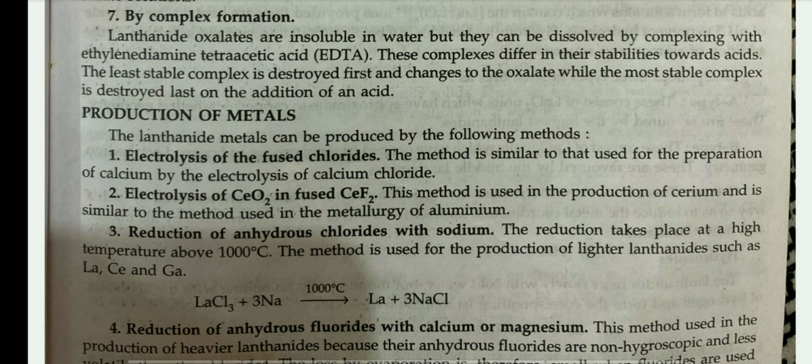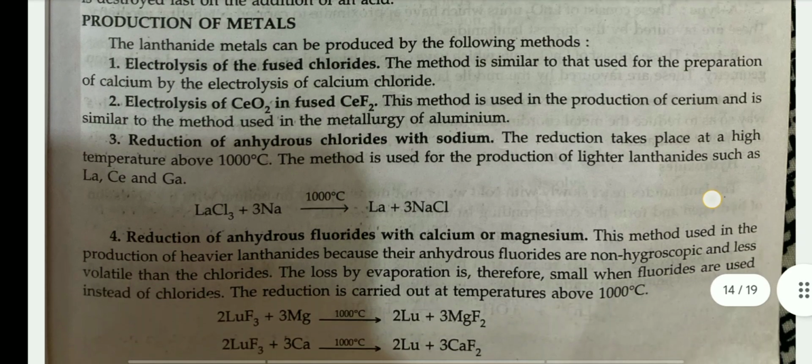Electrolysis of the fused chlorides. The method is similar to that used for the preparation of calcium by electrolysis of calcium chloride. Electrolysis of CeO2 in fused CaF2. This method is used in the production of cerium and is similar to the method used in metallurgy of aluminium. Reduction of anhydrous chloride with sodium. The reduction takes place at high temperature above 1000 degrees Celsius. The method is used for the production of lighter lanthanoids such as La, Ce and Pr.